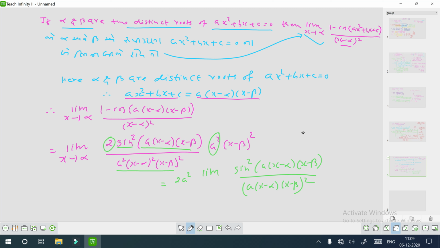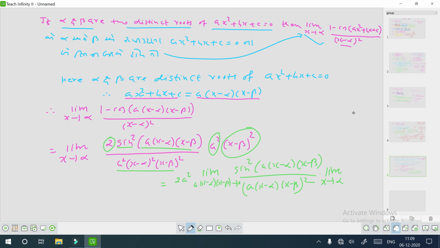Clear? And that some angle tends to 0, of course. Why? x tends to alpha, so definitely x minus alpha tends to 0. So the product of a into x minus beta also tends to 0. So that comes out 0. But the remaining terms are there, x minus beta square. So give the limit of that term also.